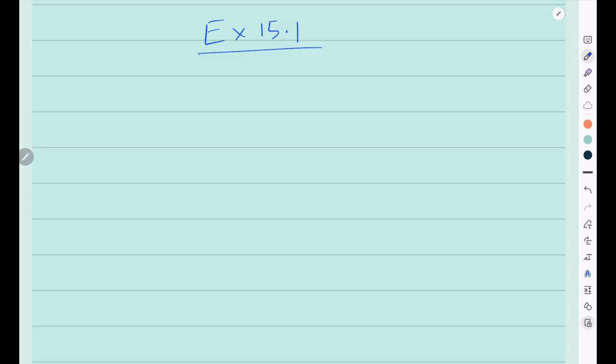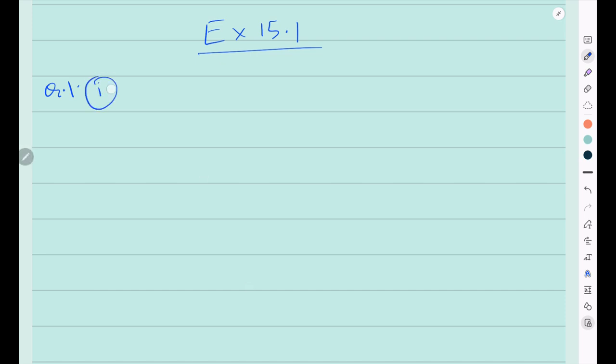Try to solve as many problems as possible. Okay, but let us start from question number 1, exercise 15.1. It is the 15th chapter, and 15.1 is the name of the exercise.